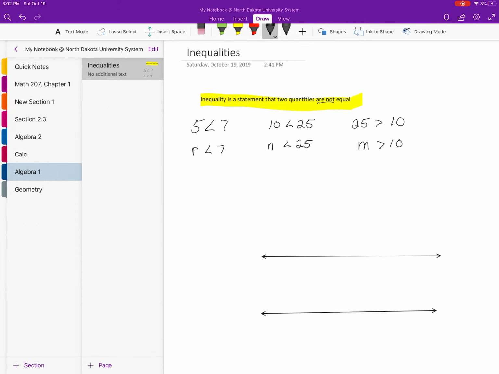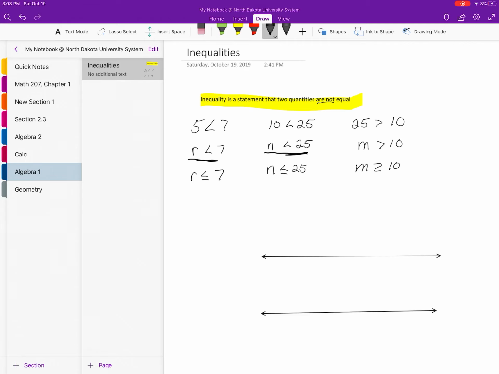When we solve our inequalities, we have a bunch of numbers that are in fact less than 7 in this case, or a bunch of numbers that are less than 25. Now, one thing that's different with inequalities is we can also say less than or equal to. R could also be equal to 7, which means 7 might be in the solution set. N could be less than or equal to 25 if 25 is included in the solution set. M is greater than or equal to 10 if 10 is a solution.